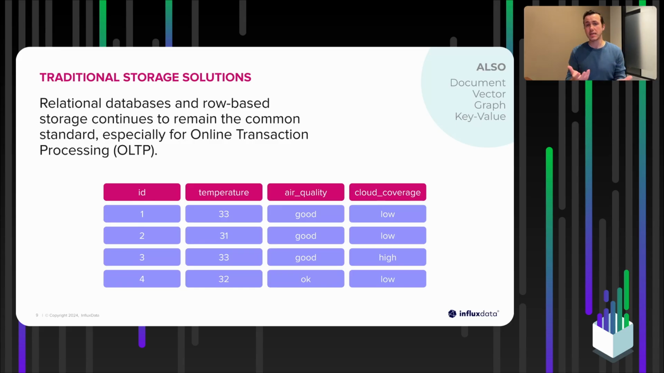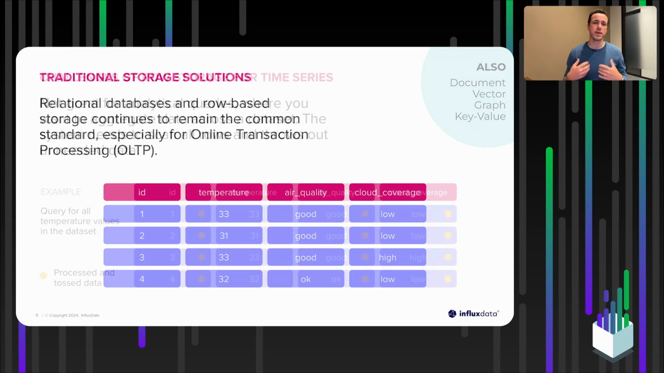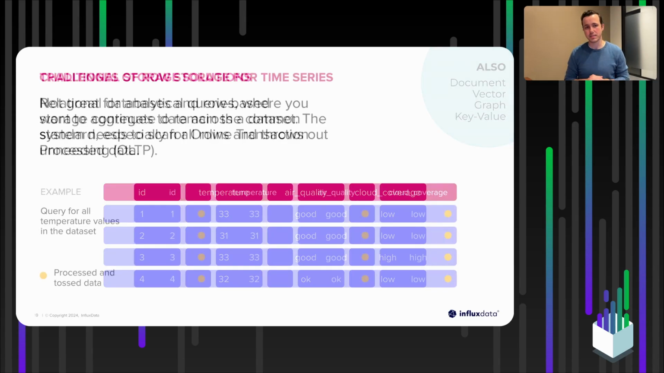Which, for example, may be document storage, vectors, which have really grown over the past couple of years, especially graph, key value storage, and so much more. And these traditional storage solutions are great for so many different reasons. But they do have some trade-offs that ultimately become challenges for time series databases.